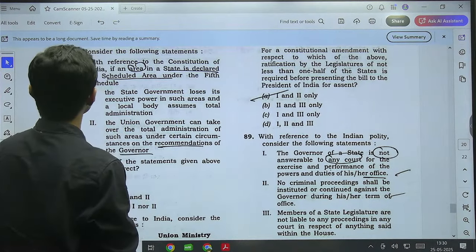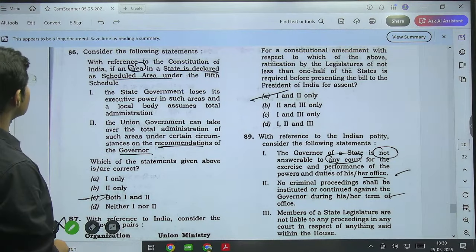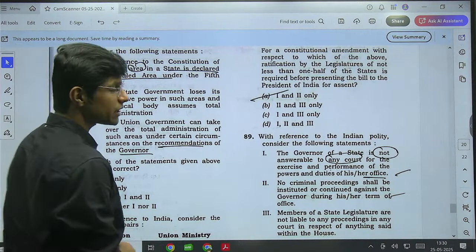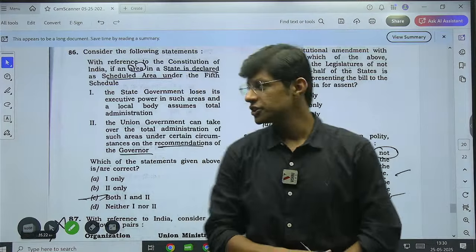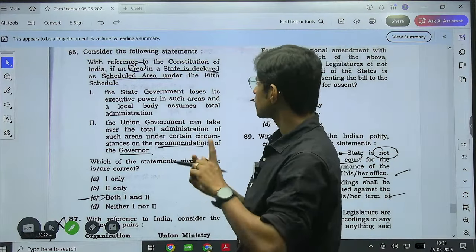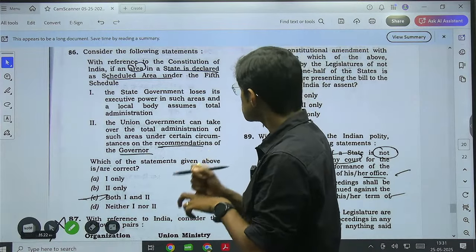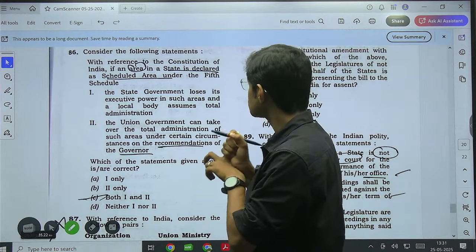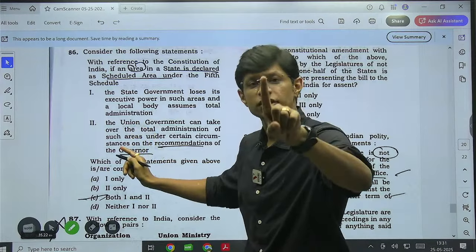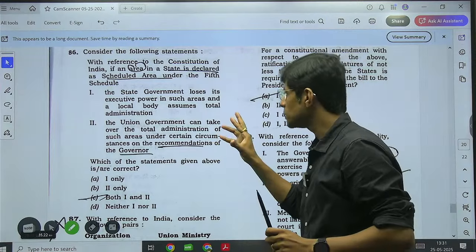With reference to the Constitution of India, if an area in a state is declared as scheduled area under the 5th schedule, this question talks about the 5th schedule, that is the scheduled areas. So this question pertains to scheduled area under the 5th schedule. The state government loses its executive power in such areas, that is which areas? The scheduled areas under the 5th schedule. And the local body assumes total administration.